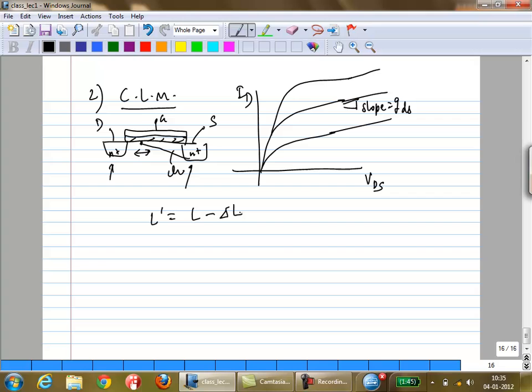So let's say your new length is L minus delta L. For small delta L, you can write 1 over L prime as 1 over L times 1 plus delta L over L. And you can also assume that there is a relationship between delta L and your VDS. You're going to assume that's somewhat linear. Okay, so delta L over L, right? You're going to just linearize it. You're going to neglect the higher order terms. And that is where your lambda term comes from. You're just assuming it's some lambda times VDS. Okay?